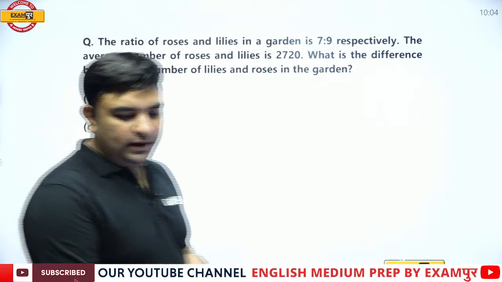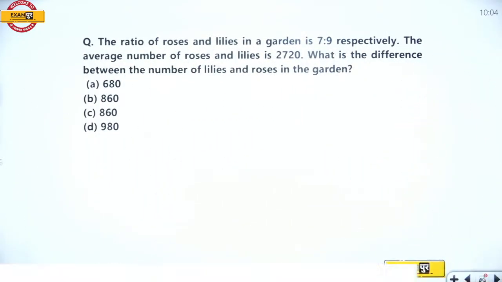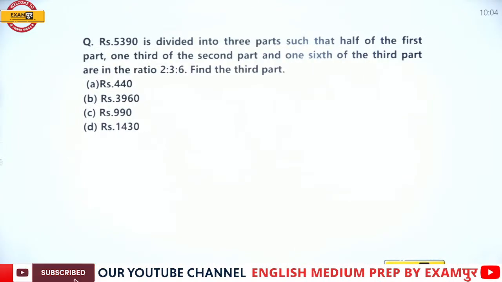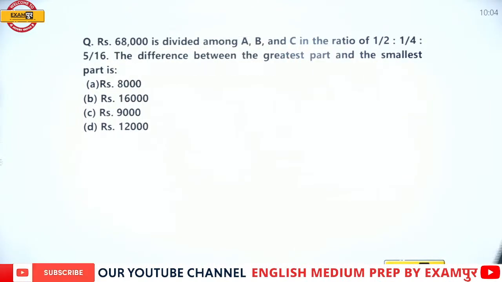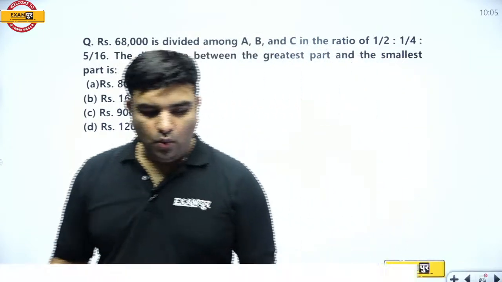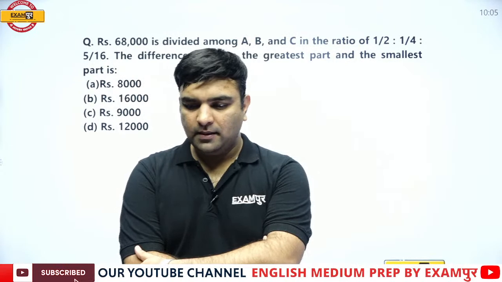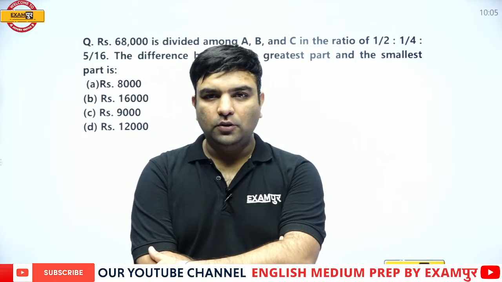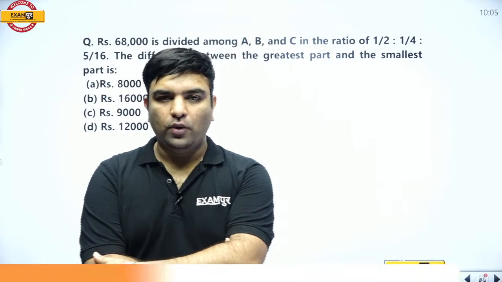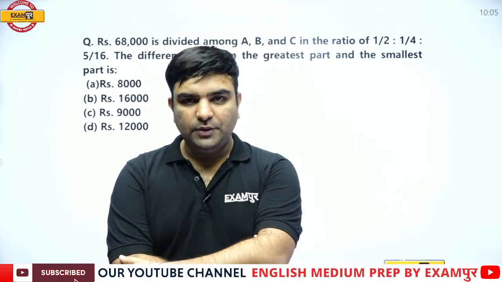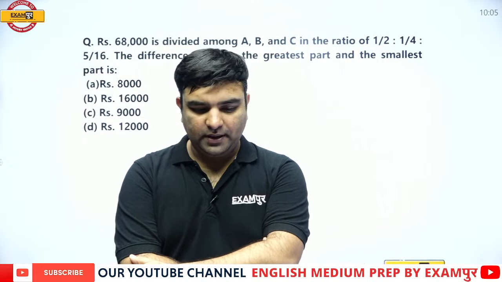This is what we have already done, as far as I remember. One more on the similar type. 68,000 has to be divided in the ratio 1/2, 1/4, 5/16. What is the difference between the largest part and the smallest part?